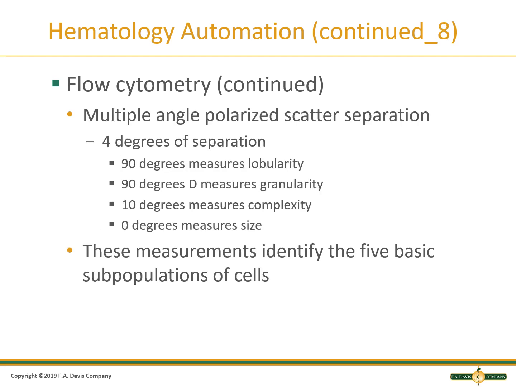In flow cytometry, you can have multiple angle polarized scatter separation. So there's 4 degrees of separation. 90 degrees measures the lobularity. 90 degrees D measures the granularity. 10 degrees measures complexity, and 0 degrees measures the size. These measurements identify the 5 basic subpopulations of cells, as we mentioned in the previous slides.